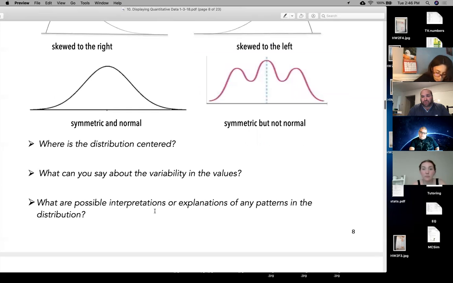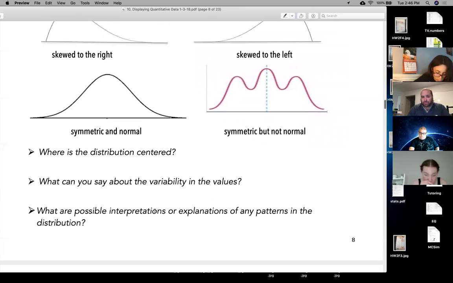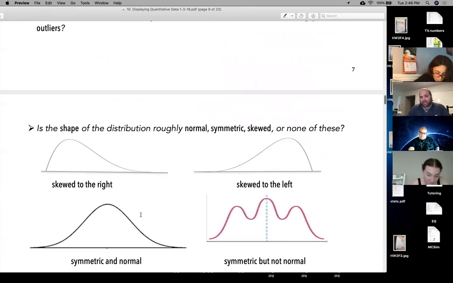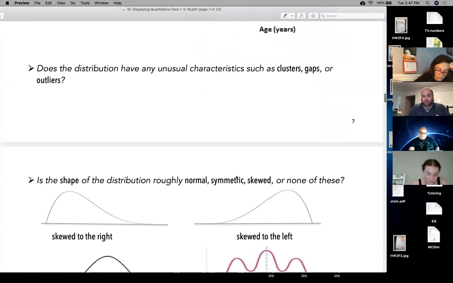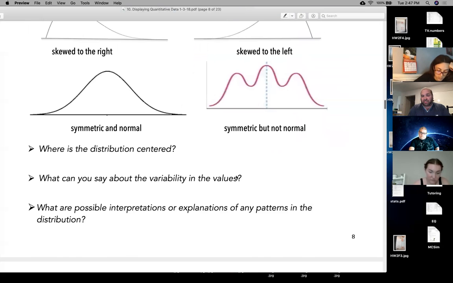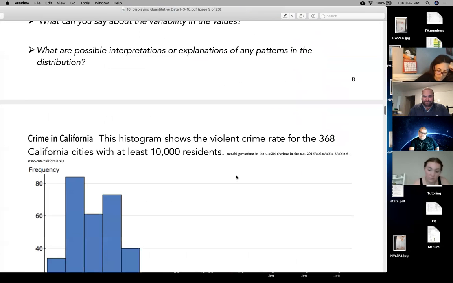And then if you do see patterns, you might look for explanations. Okay, I don't see any special patterns here like gaps or clusters or outliers. It's just a basic curve. You know, dogs tend to get it around 10 or 11 years old. Some dogs go less, some dogs go more, but the majority of them are right around the center. It doesn't really require much explanation when everything is nice and how you expect.